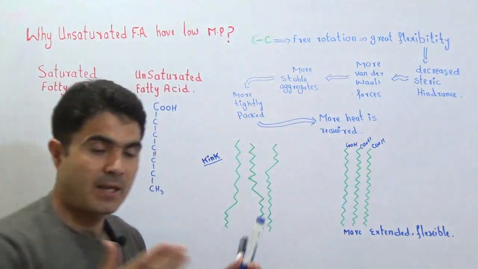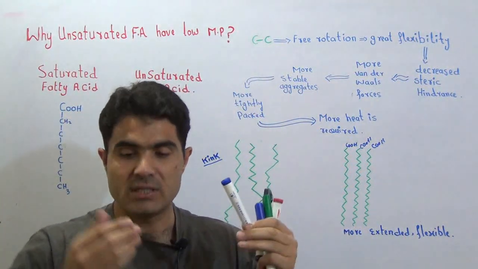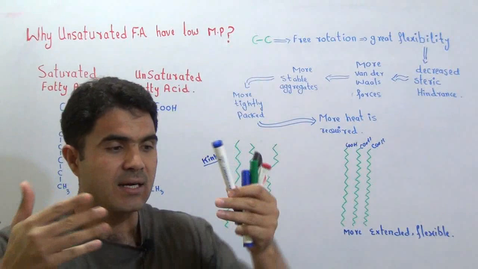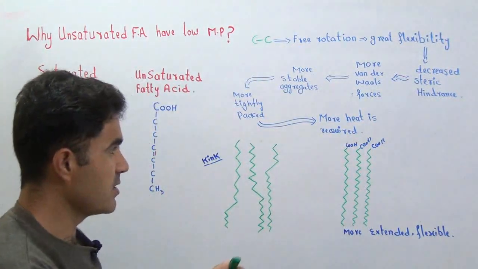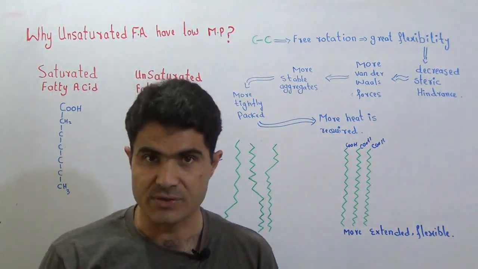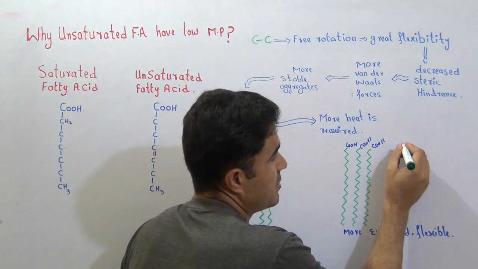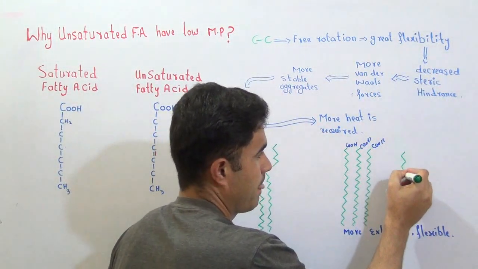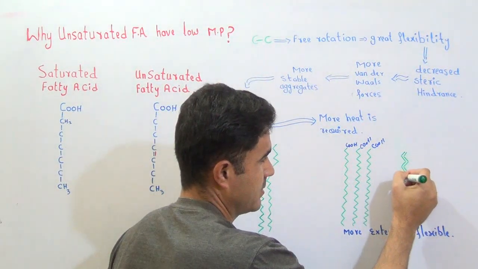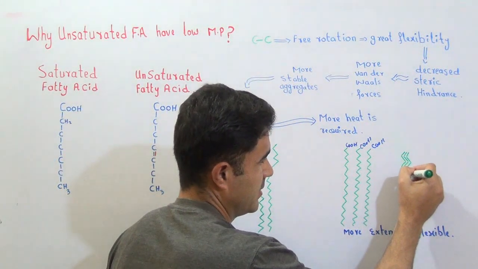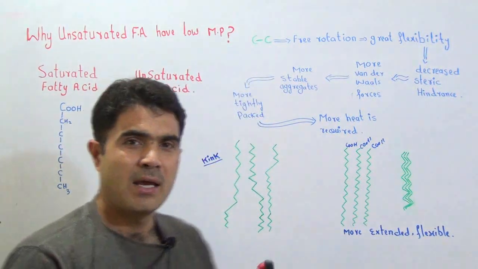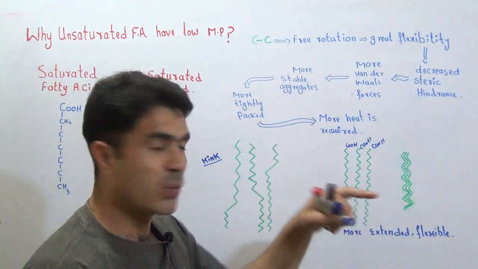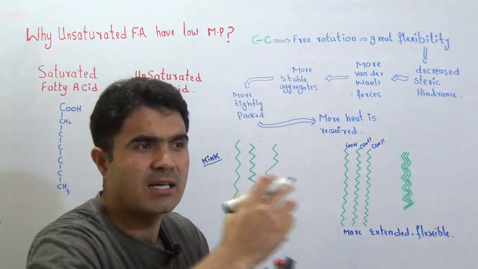And when they come close together, the chances of the atoms being in contact with each other increase, meaning many atoms will come in contact. As a result, the van der Waals forces increase. These fatty acid molecules will now come closer like this, and like this. It becomes a compact structure because of the many van der Waals forces. These van der Waals forces will let these molecules come closer and make a stable aggregate.